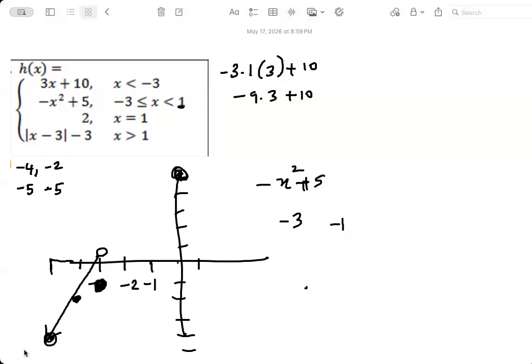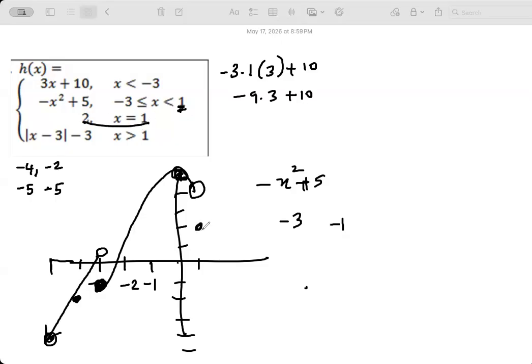So it goes from here to there. You see? Till 1 it goes. Till 1 only it goes, but that's again a hole. Okay. And then at x equal to 1, there is a 2. At x equal to 1, there is a 2. And then x greater than 1.